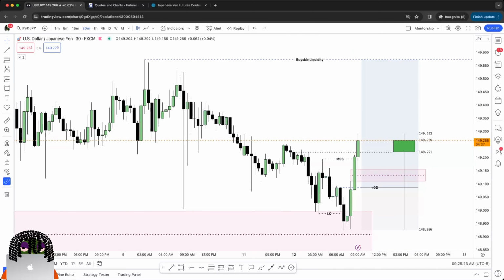So 9:30 is coming. Let me see, I don't think there's news. Yeah, there's news at 12, but it's orange folder, medium impact, which it's not really a big deal. There's CPI tomorrow.